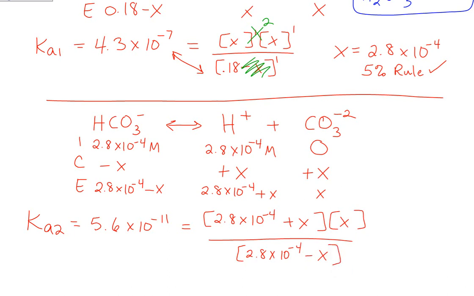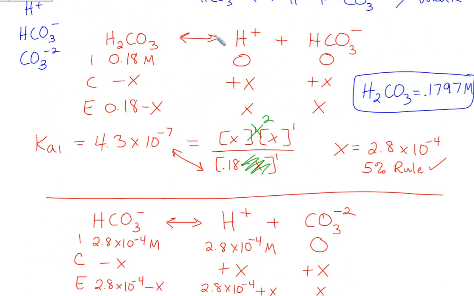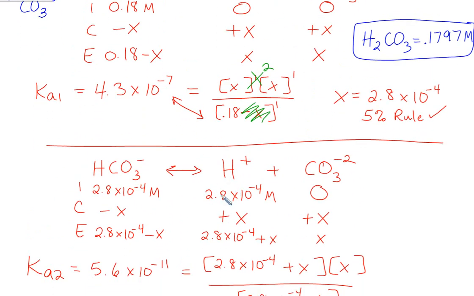Again, a little different look to the ice table. Often we're used to seeing these weak acids with 0 as both products. This time we have some hydrogen. It came from the first dissociation. So whatever we have, we still put that in as our initial.